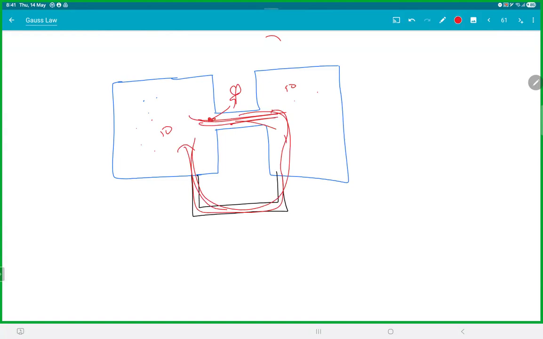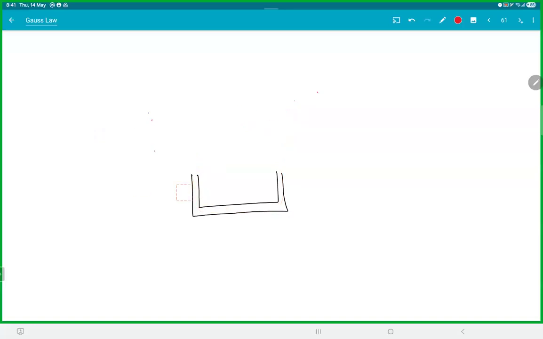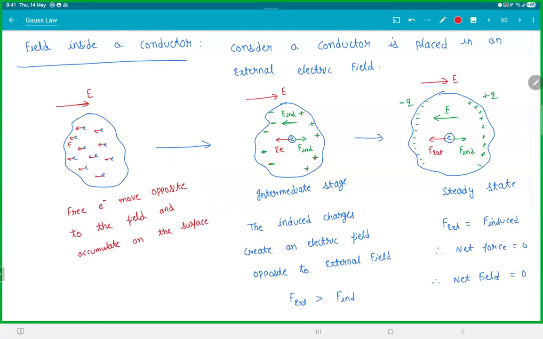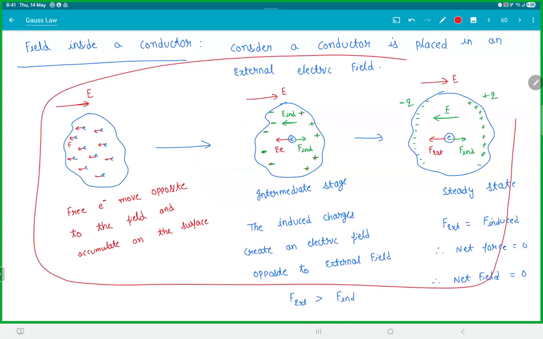So in this case, right, you'll never reach a steady state. I'm pushing and they're coming back. I'm pushing, they're coming back. So the current keeps flowing. So that we will see later on in current electricity. But in our case, for now, they reach a steady state and it stops. But is this story clear, everyone?